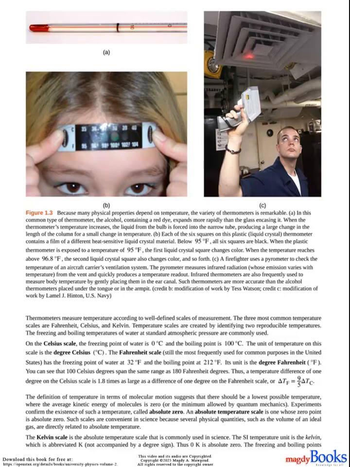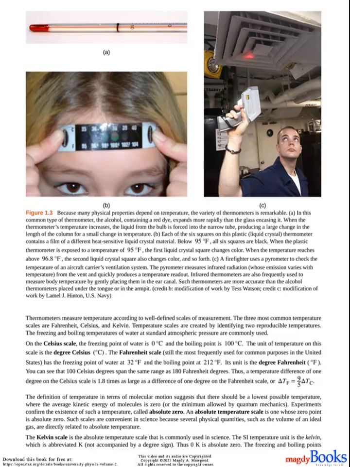B. Each of the 6 squares on this plastic liquid crystal thermometer contains a film of a different heat-sensitive liquid crystal material. Below 95 degrees Fahrenheit, all 6 squares are black. When the plastic thermometer is exposed to a temperature of 95 degrees Fahrenheit, the first liquid crystal square changes color. When the temperature reaches above 96.8 degrees Fahrenheit, the second liquid crystal square also changes color, and so forth.